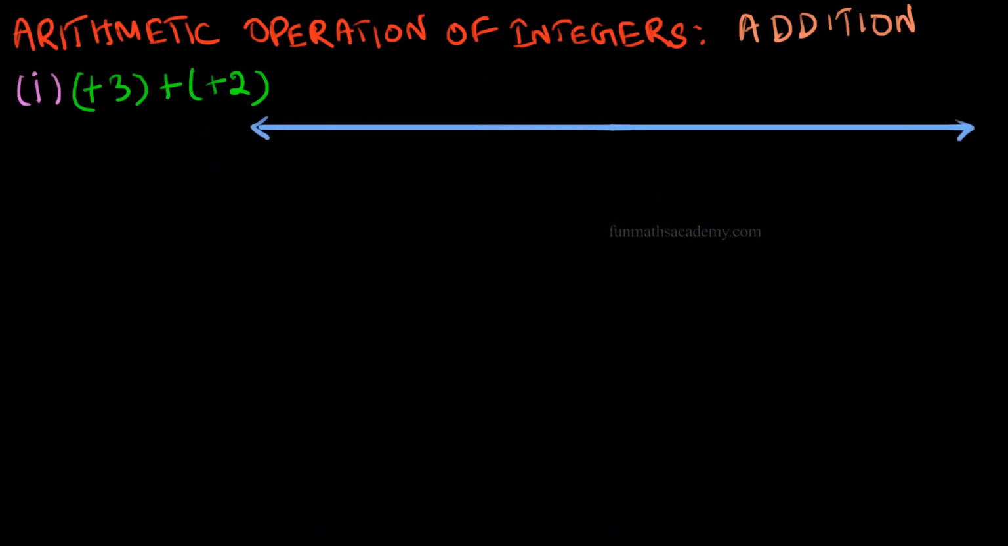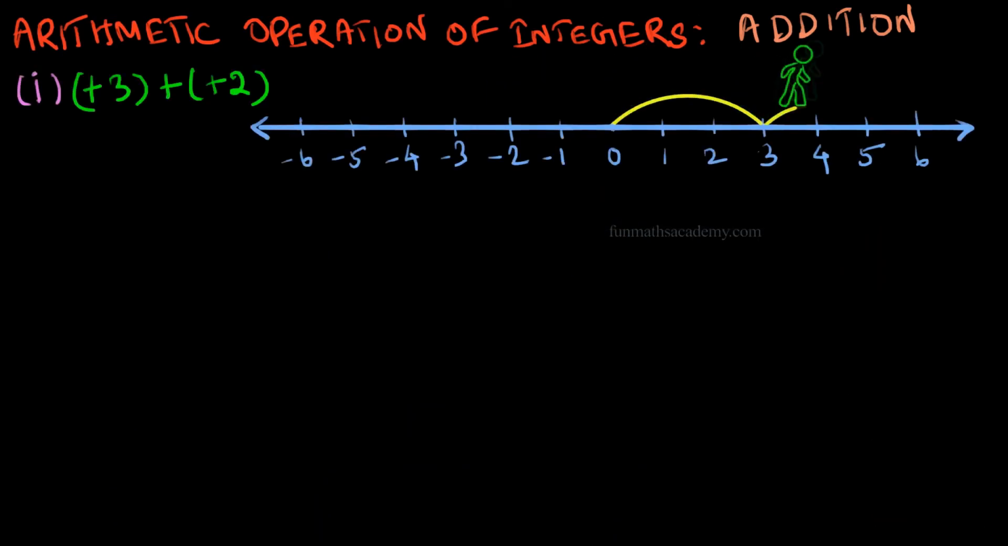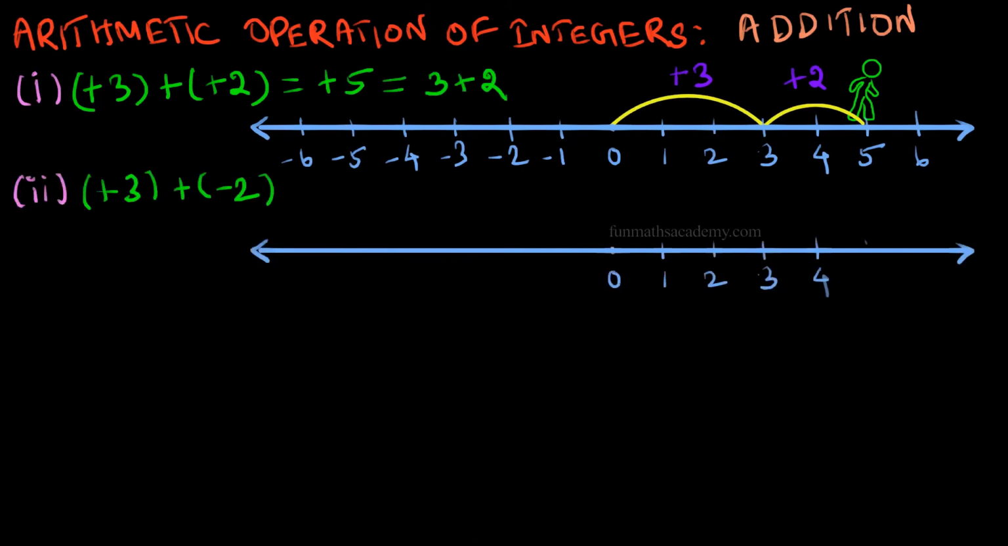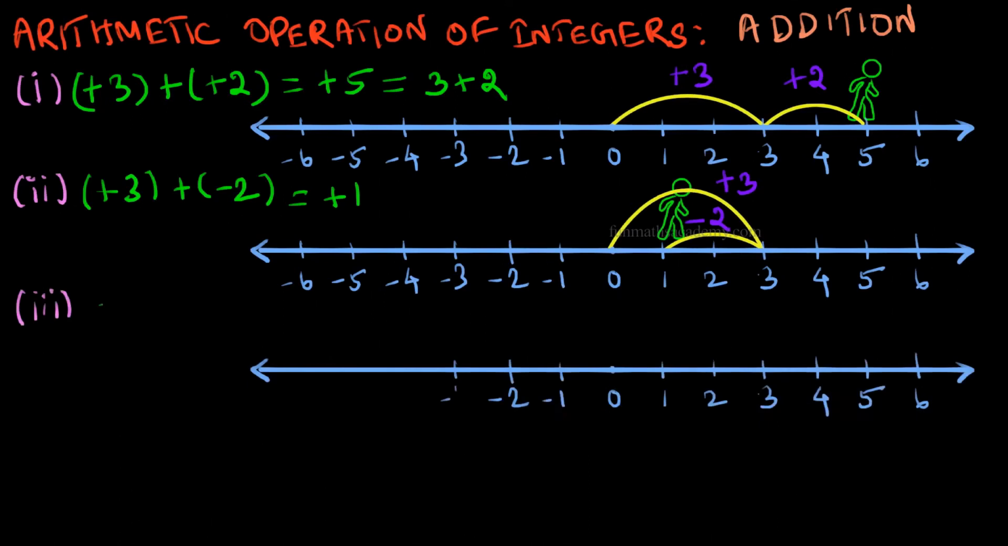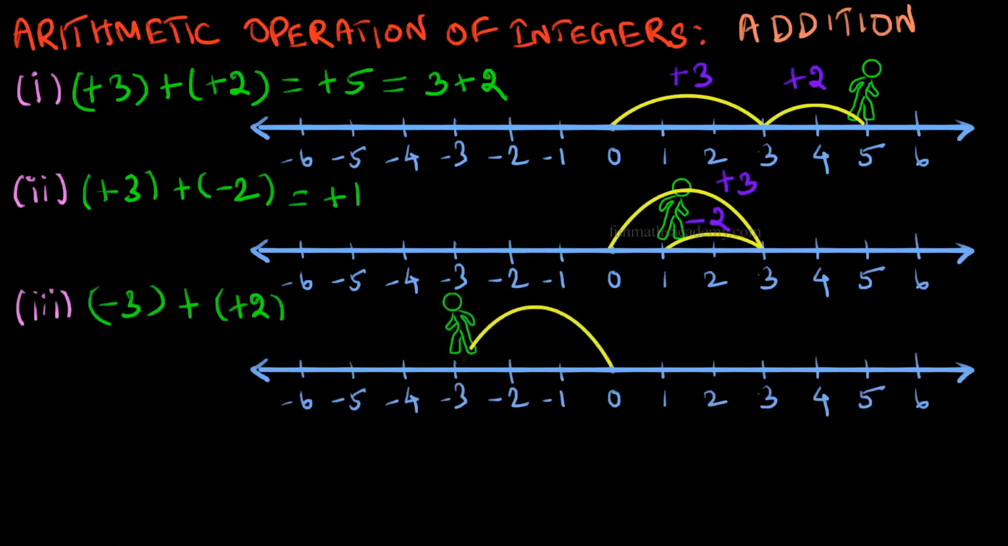When we add two positive integers, we get a positive integer as an answer. This is the same as our normal addition. Suppose we add plus 3 and minus 2. Moving 3 steps forward and 2 steps backward, we get the answer as plus 1. Suppose we add minus 3 and plus 2, then moving 3 steps backward and 2 steps forward, we get the answer as minus 1.